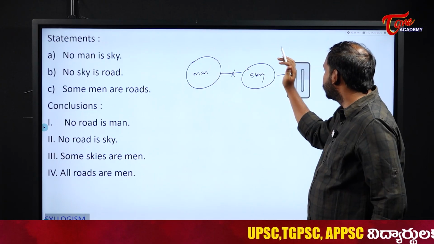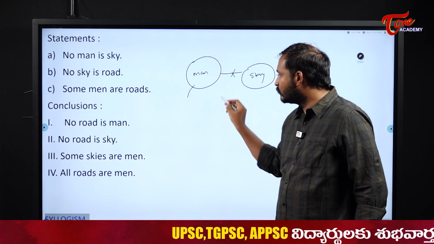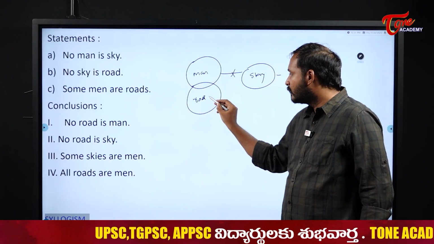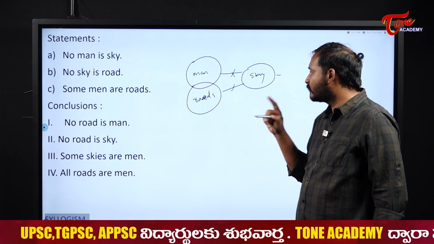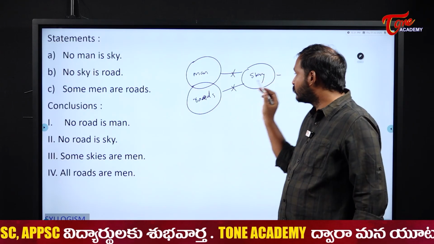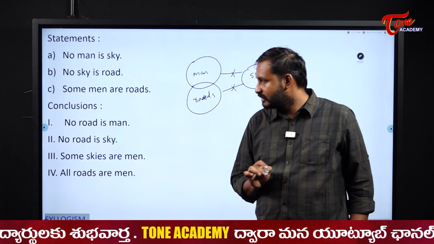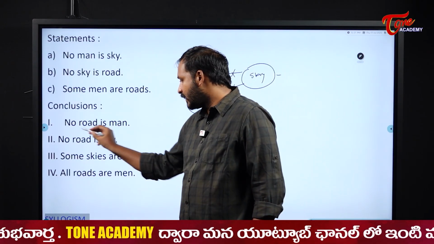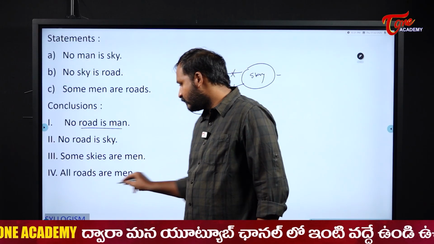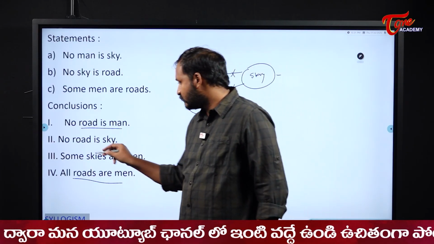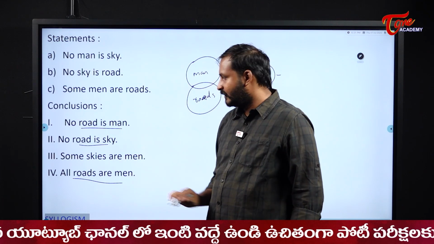So where will I draw my road? I will draw roads here, and there is no relation between roads and sky. So that means sky should not be intersected with man or roads here. Now see here, road and man, one positive and one negative is there. Next, road and sky, and we don't have any other things.